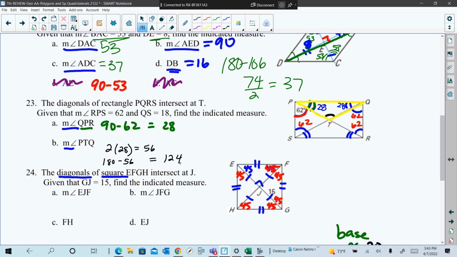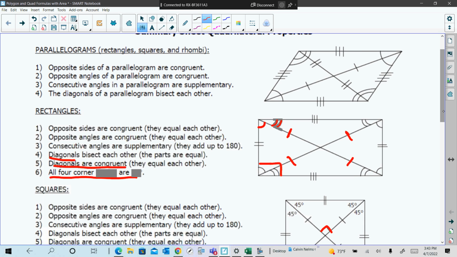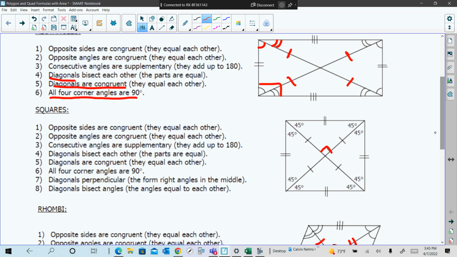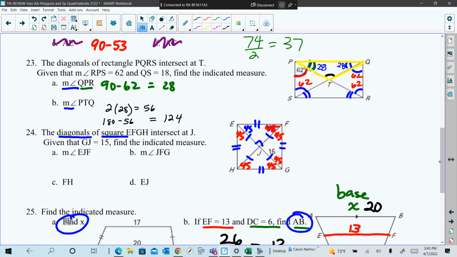Then on 24, since it was a square, I did the same thing. I looked at that square and I put all the markings on the square to match. And so that's why it was easy to answer this one, because I have 45, I have a 90, or I have part of my diagonal, which is 15 right there.